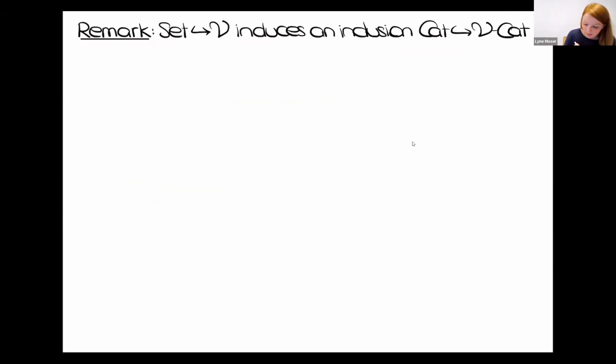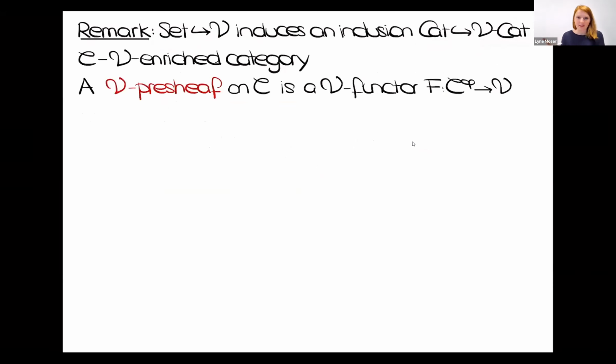Just before I continue, I just wanted to say that because I have this inclusion of Set into V, it induces an inclusion from Cat, which are categories enriched over Set, into V-categories. And so now I can say what a V-presheaf is. If I have C a V-enriched category, then a V-presheaf on C will be an enriched functor from C^op into V. So V is also enriched, so I can formulate this kind of presheaves.